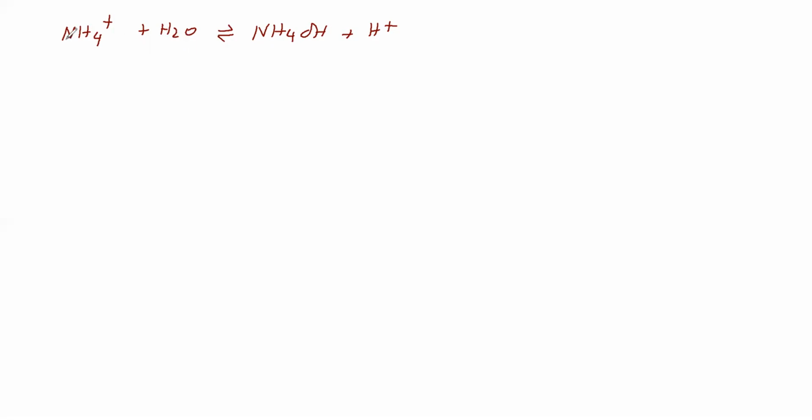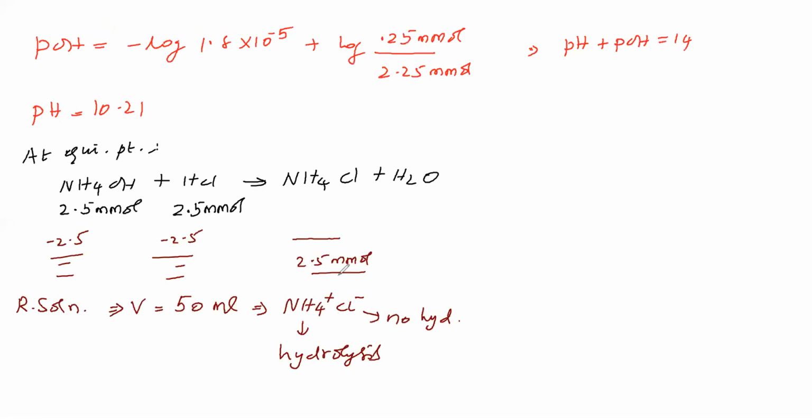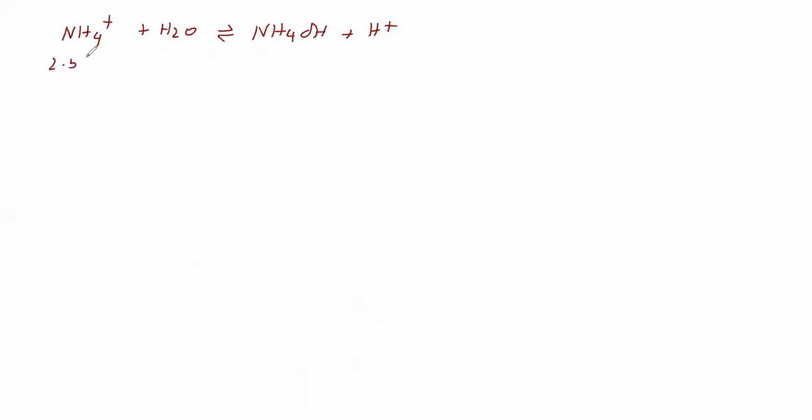So how much ammonium ion do we have? How much ammonium ion is produced from the ammonium chloride? Ammonium chloride produces 2.5 millimole. This is a salt, so it undergoes ionization. We will take complete ionization; otherwise, if it is mentioned, you take that percentage. So the ammonium ions from ammonium chloride are 2.5 millimole. So 2.5 millimole of ammonium ion we have taken for hydrolysis.